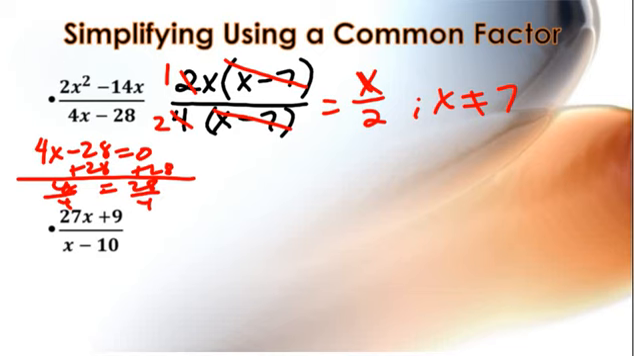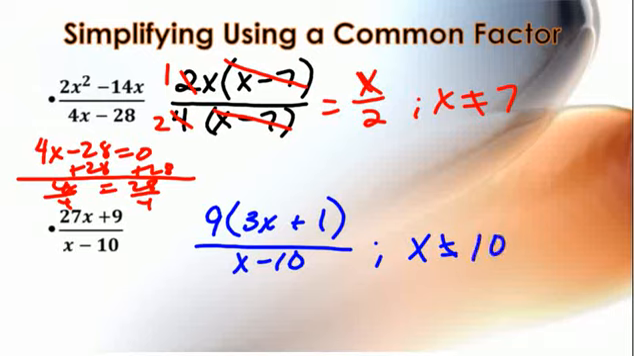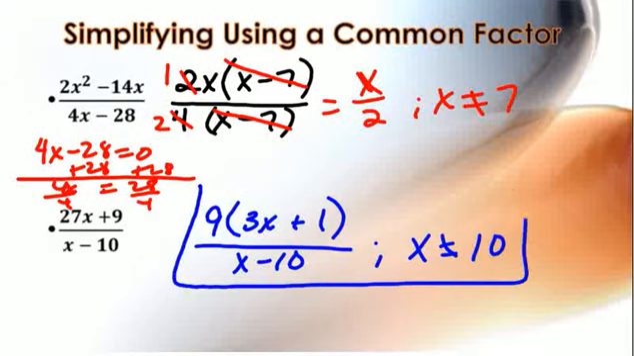On the bottom one here, I can take a 9 out. 27x divided by 9 is 3x. 9 divided by 9 is 1. Bottom, I just have x minus 10. I cannot simplify that any further. So that would be my answer. And then I have to look, x just cannot equal a positive 10. So all of this would be our answer.